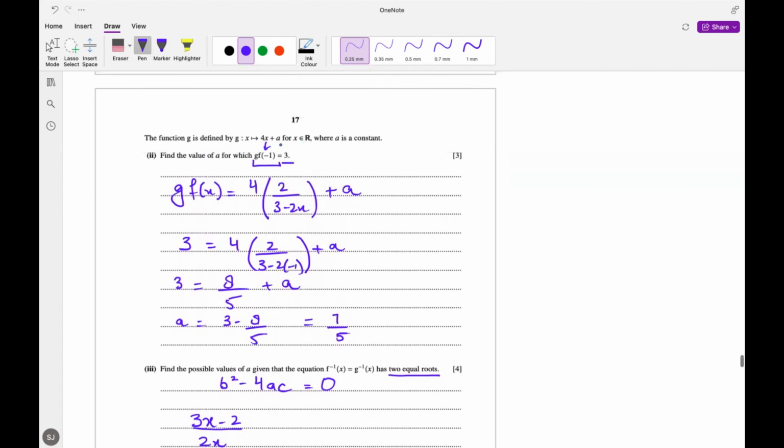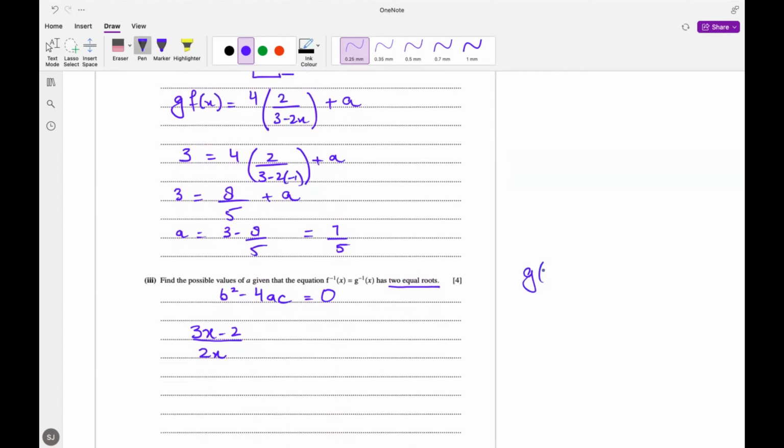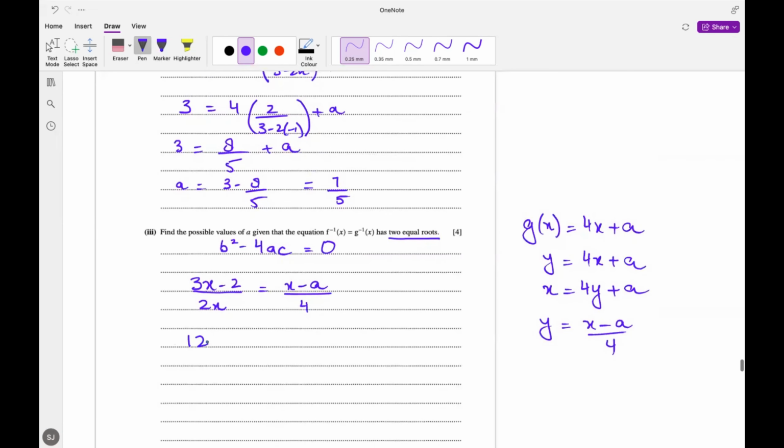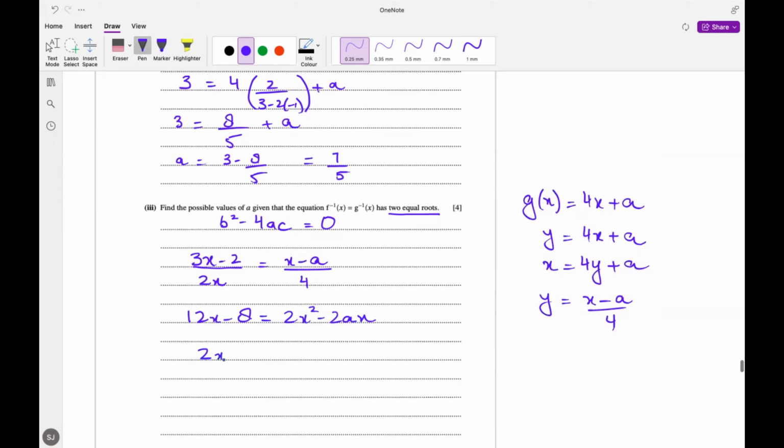And the expression of g inverse will be, so we know that g of x is 4x plus a. To find the inverse of g of x, we'll apply the same method, replacing x with y and y with x. So we'll get y is equal to x minus a upon 4. Cross multiplying, we'll get 12x minus 8 is equal to 2x squared minus 2ax. Simplifying this, we get 2x squared minus 2ax minus 12x minus 8 is equal to 0.